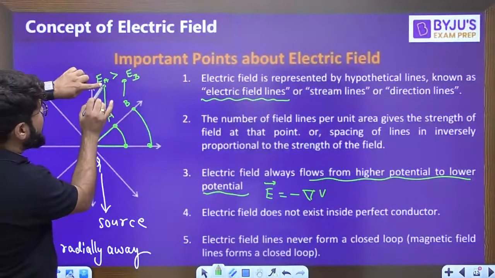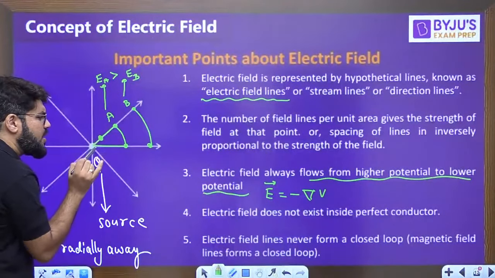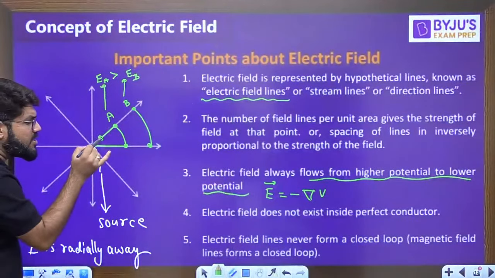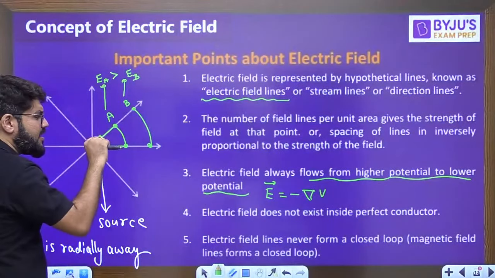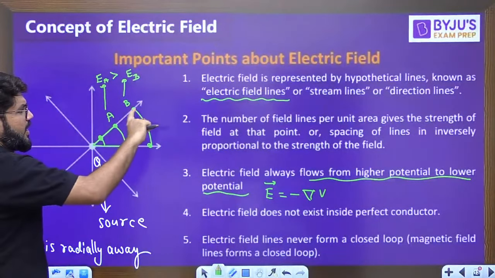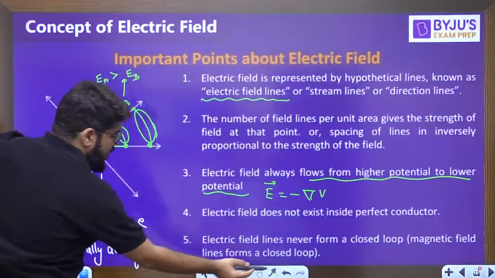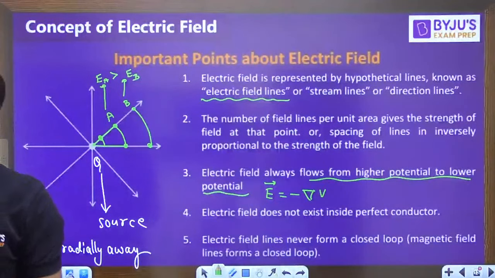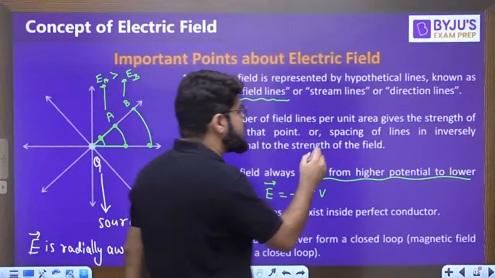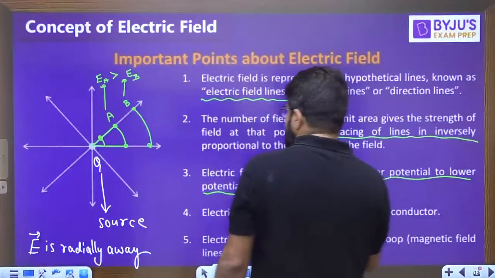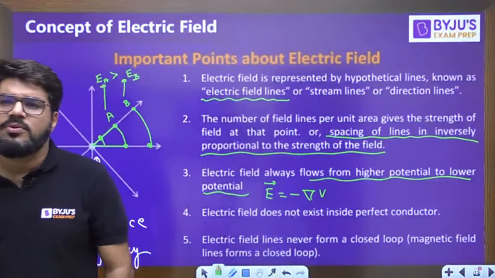Now, if the electric field at A is greater, what about the spacing of the lines? Even if you take a point much closer, the electric field will be even higher, and look at the spacing of lines. Wherever the electric field is higher, the spacing of the lines will be less. If we compare A and B, this is a smaller distance, this is a larger distance. So when you draw the electric field line diagram, the spacing of the field lines is inversely proportional to the strength of the field.